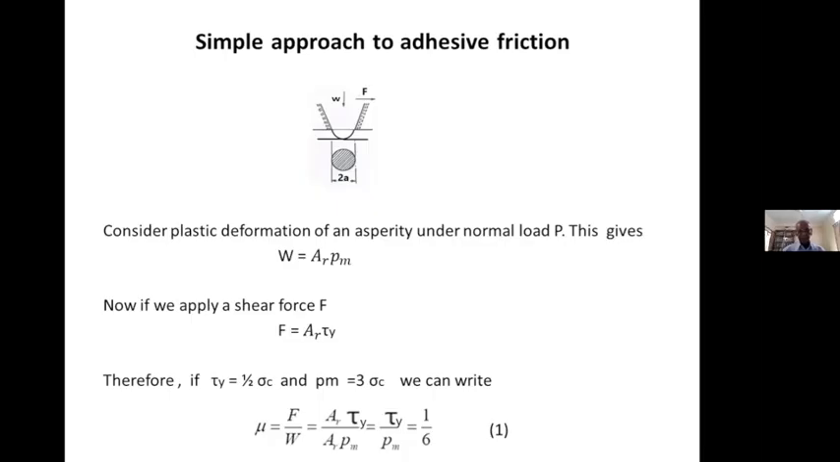There will be variations, but this shows a way of looking at the friction and the contact when there is a plastic deformation of the asperity and the sliding, which also causes yielding at the contact. So equation 1 is a simple approach to adhesive friction. This also was described by Bowden and Tabor. So we take it as it is and then go ahead to see what happens next.